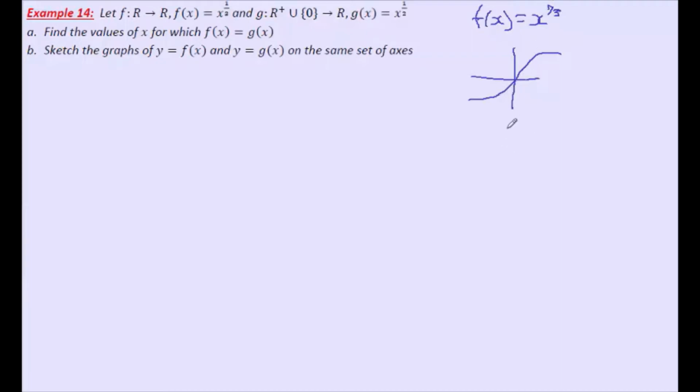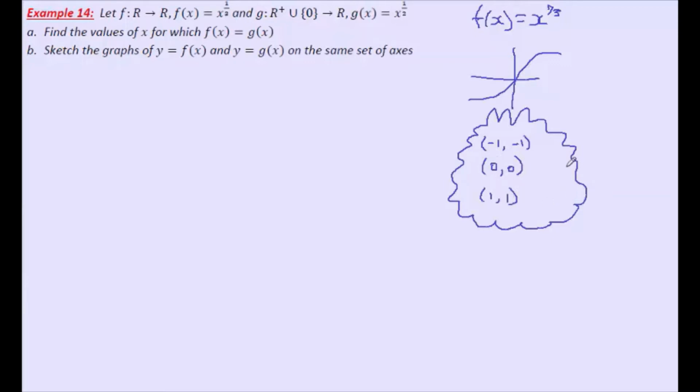And if I think about what this means, there are some points where every function that's like this, x to the power of 1, x to the power of 1 over 3, 1 over 5, 1 over 7. So that family have some points where every one of those graphs pass through. And we know they pass through -1, -1. We know they pass through the origin, and we know they pass through the point 1, 1.